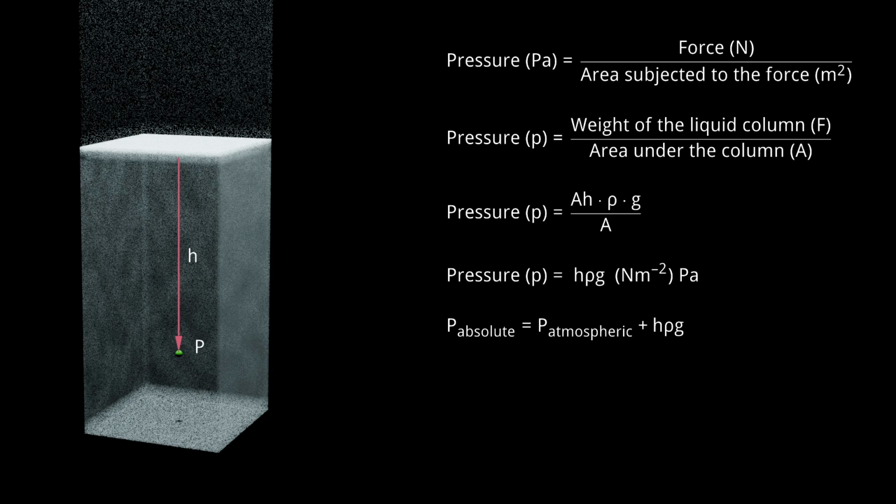Together, these give us what's called the absolute pressure at that point. We can express it like this. The pressure exerted only by the column of liquid is known as the gauge pressure. So when we talk about absolute pressure, we're referring to the total pressure at a point in the liquid, which includes both the atmospheric pressure and the gauge pressure. In simple terms, absolute pressure equals atmospheric pressure plus gauge pressure. This distinction is important, especially when using pressure measuring instruments, because many of them measure gauge pressure rather than absolute pressure.